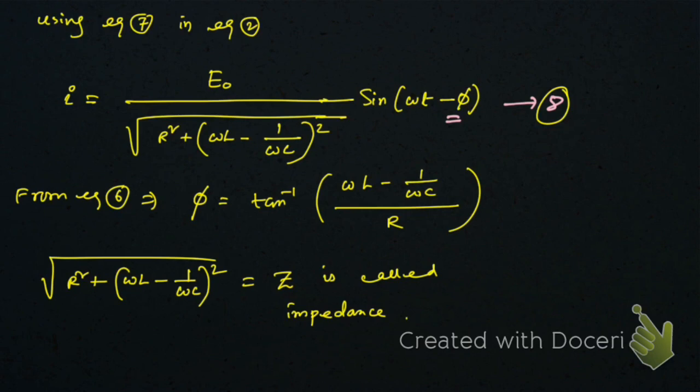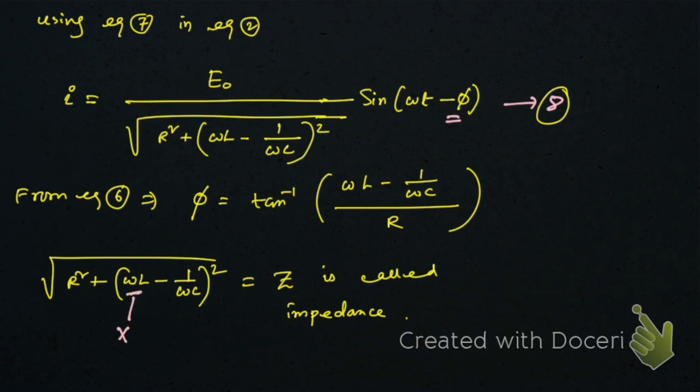And this quantity here is the resultant resistance of the circuit, which is the difference between the inductive reactance and the capacitive reactance. Here XL represents inductive reactance.